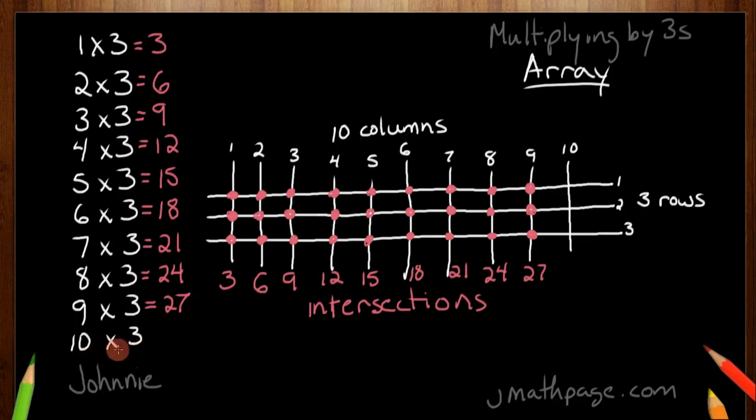10 times 3, or 10 columns by 3 rows. 27, 28, 29, 30. I have 30 intersections now. So I can say 10 times 3, or 10 columns by 3 rows, will give us 30 intersections. So you can see how an array using columns and rows can help us better understand how to do multiplication.